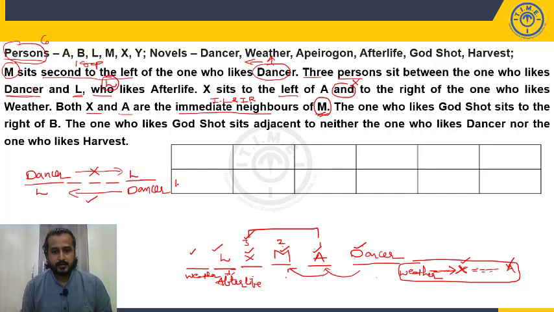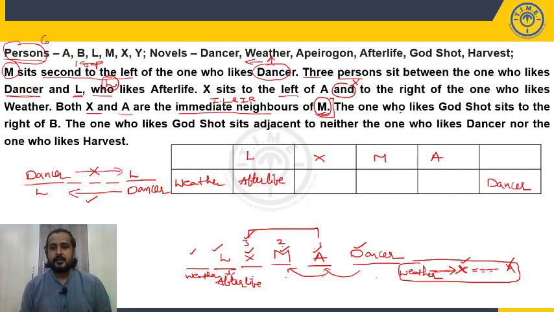Here whom we got? The one who likes weather. And here L and afterlife. And here is X, M and A. And here we have the one who likes dancer. Right. Now till here, complete information is utilized.